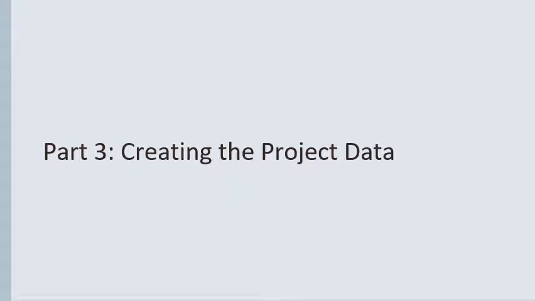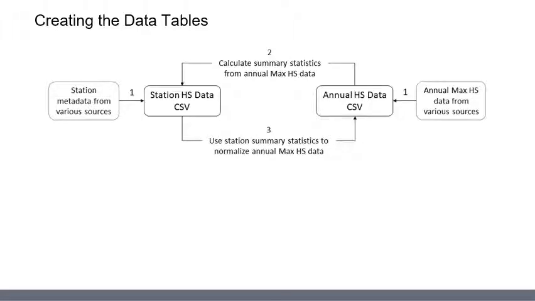Now that we know the sources of data and the statistical methods used, the final part of this presentation covers how we actually create the project data files. This flowchart shows the basic structure of how the data is created. There are two main data tables: the station HS data and the annual HS data. These are comma separated table files.